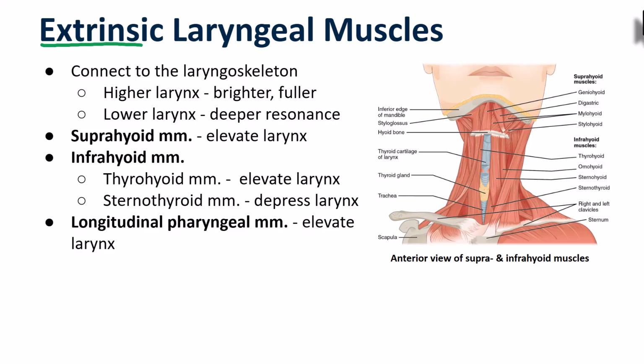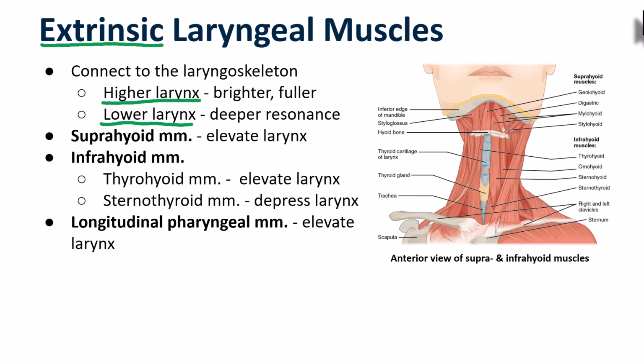Anything which is extrinsic connects to something not of it. So these are muscles which connect the larynx to other regions of the body. There are two major ways in which extrinsic laryngeal muscles may affect the larynx. They may elevate it such that it occupies a higher position, or they may depress it such that it occupies a lower position. A higher larynx provides a brighter, fuller voice, whereas a lower larynx provides deeper resonance.